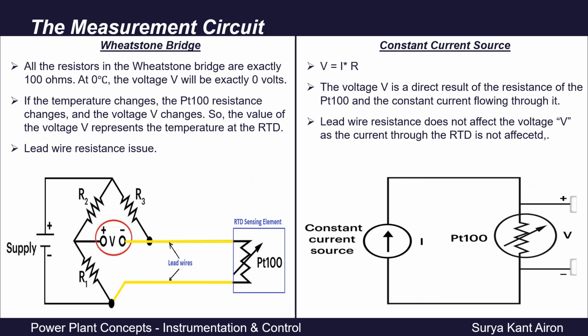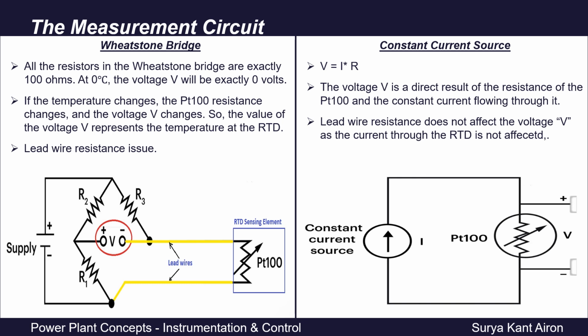So first we will discuss the Wheatstone bridge. Basically, the Wheatstone bridge was probably the most commonly used method originally, but it's not so common anymore. We will discuss other methods, but first let's look at the Wheatstone bridge. Let's assume all the resistors in the Wheatstone bridge are exactly 100 ohms. These resistors R1, R2, R3 and the resistor Pt100 itself are exactly 100 ohms.